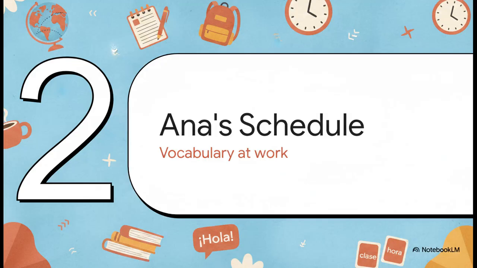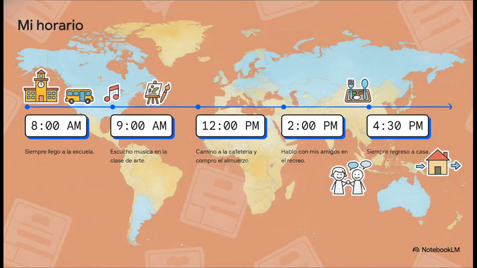Moving to section 2, reading, Anna's schedule. This is where we put our vocabulary to work. And this brilliantly illustrates exactly how we string time and verbs together. We're going to follow a student named Anna through her daily routine. Let's start at 8 a.m. Anna says, siempre llego a la escuela. See if you can repeat that. Siempre llego a la escuela. That means I always arrive at school. Notice how our vocab word llego pops up right there.